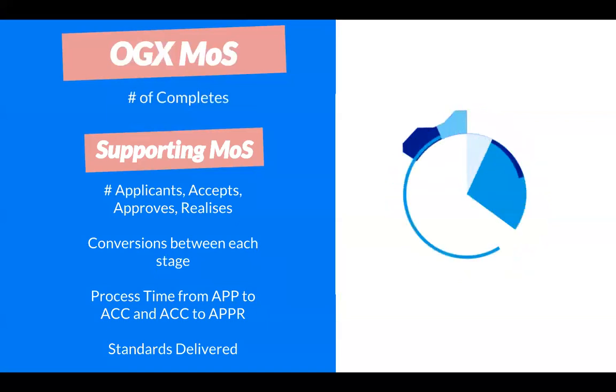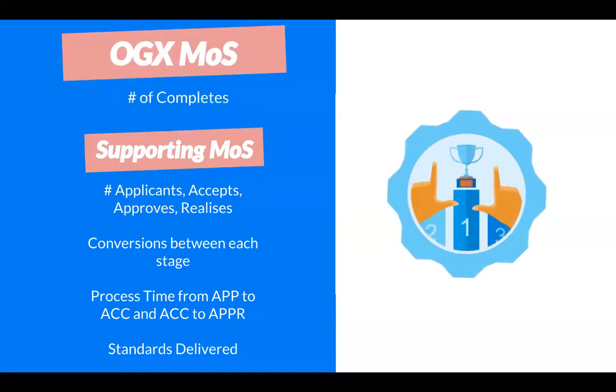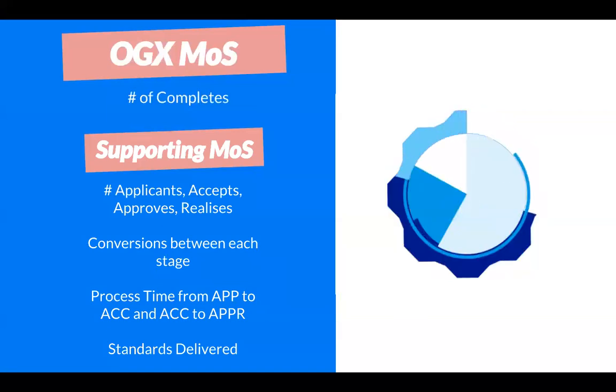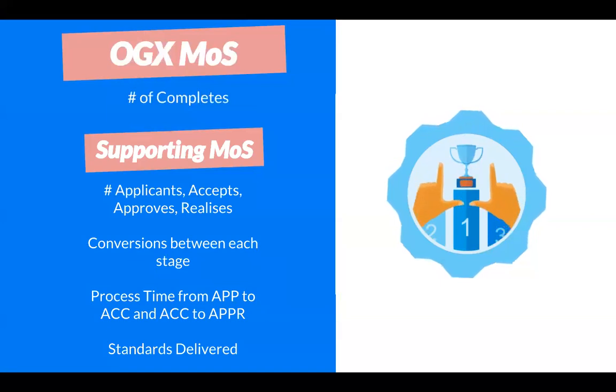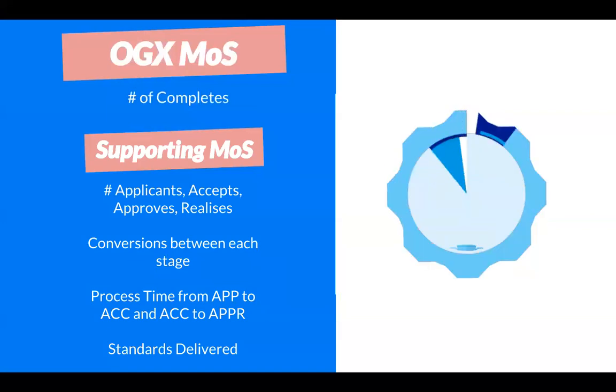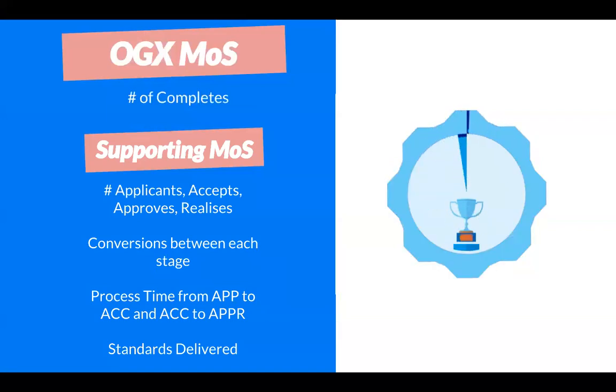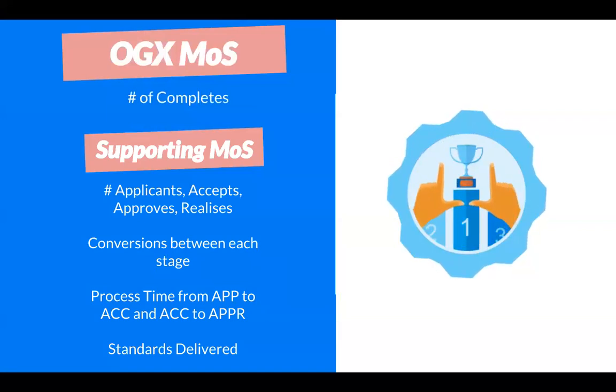So as an OGX member, there's a lot of supporting MOSs and a lot of different processes for each one in terms of how we can actually improve our conversion or deliver each standard or reduce our process time. And in the next module, the customer flow module, we'll be going through that in a bit more detail, and over the next few weeks, it will be covered as well.